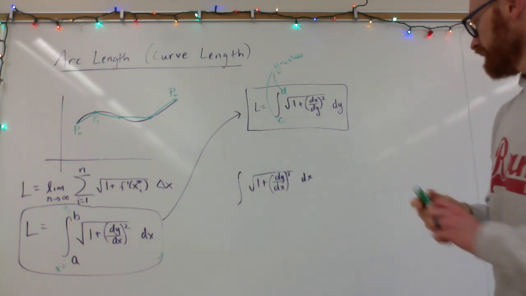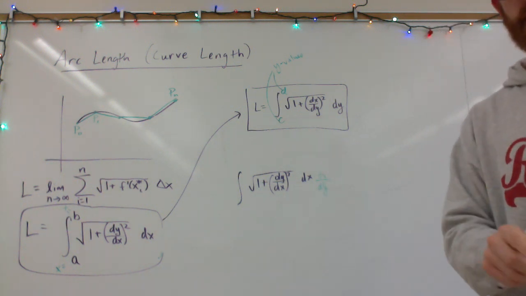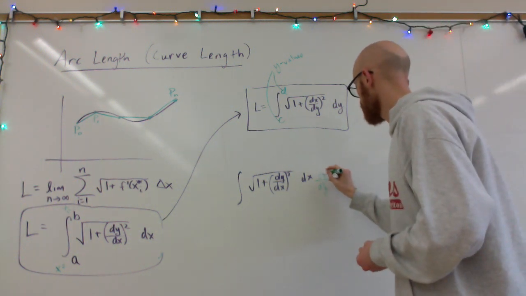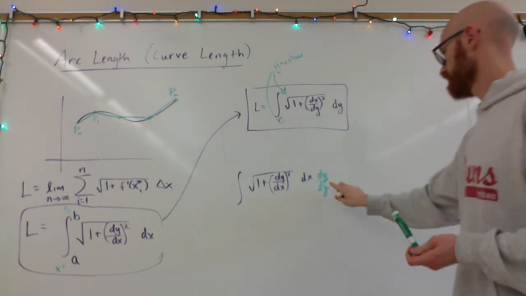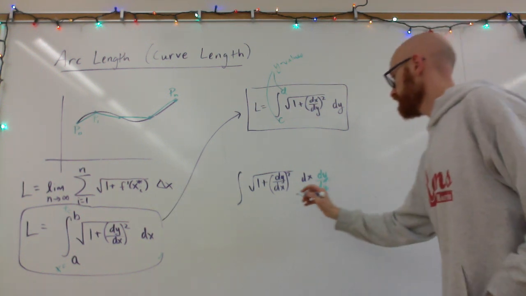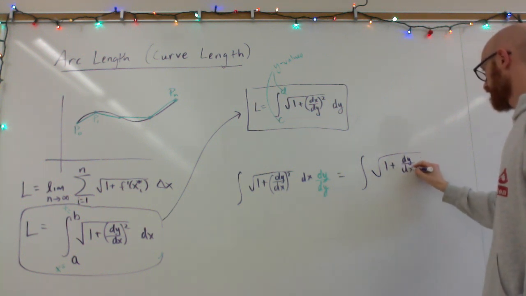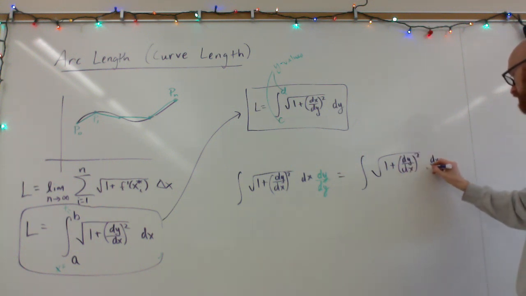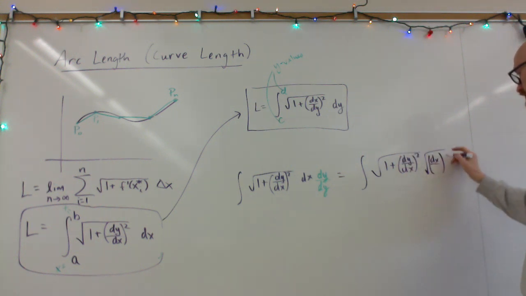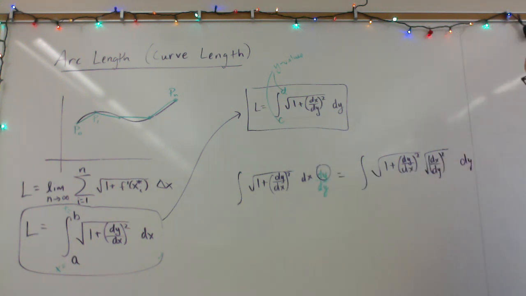All right, so like I said, we'll bring in a dy here. So it's kind of like we're multiplying by 1. Try to write it a little more boldly. And now dx/dy is what's going to come in. So think about this as the square root of (dx/dy) squared. And then I'm just going to keep this dy outside.